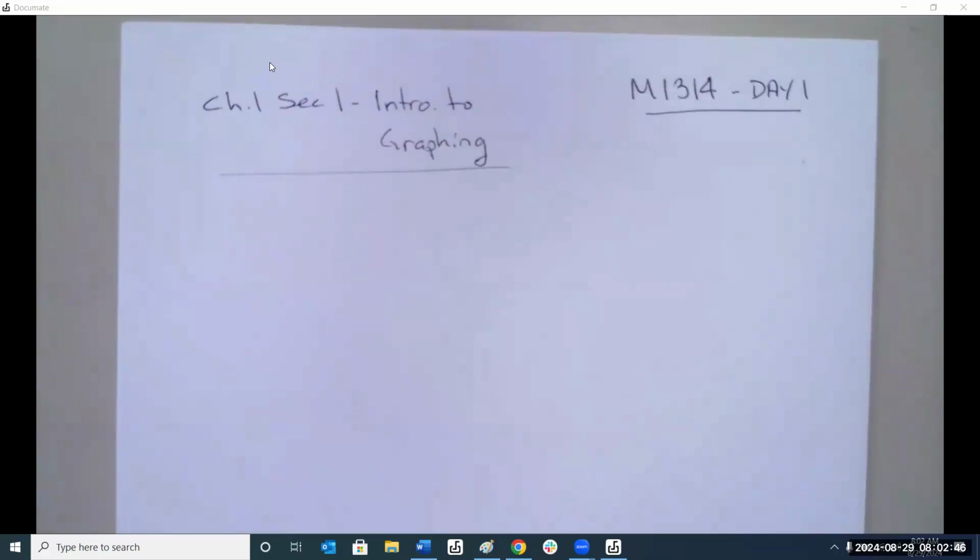The first section, we're going to start from the basics and go on from there. We're going to cover 7 things here, dealing with intro to graphing. Before we start that, what is a graph?